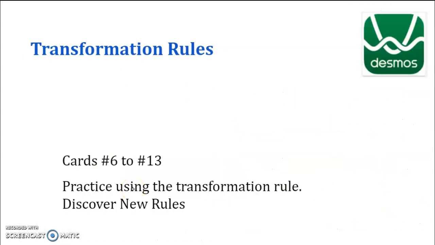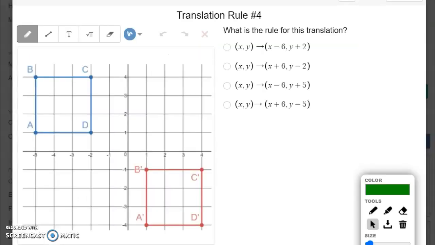So now you're going to be working on cards number 6 to 13 of Desmos. Okay, here we go. What is the rule for these translations? Okay, to do this, you just find the corresponding point. First, you figure out which is the old, which is the new. Well, this is C and C prime, so this is my original. This is my new. Okay, so what's going on between C and C prime?